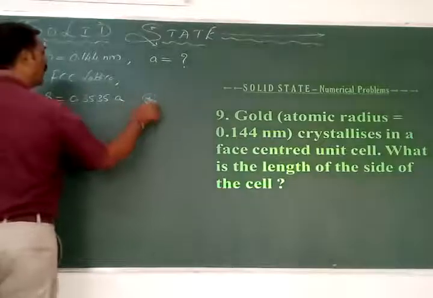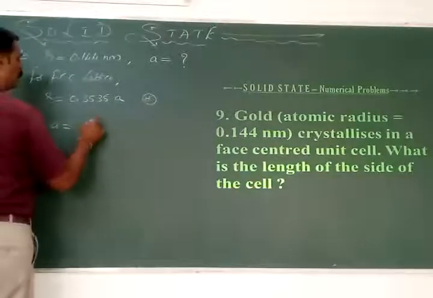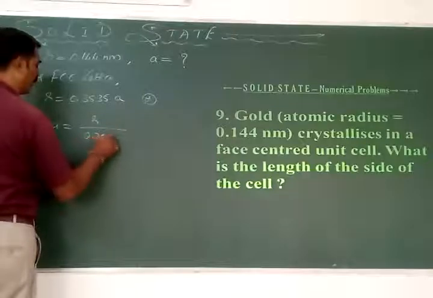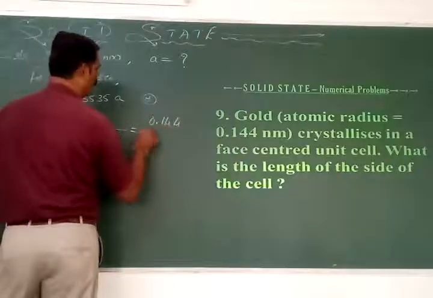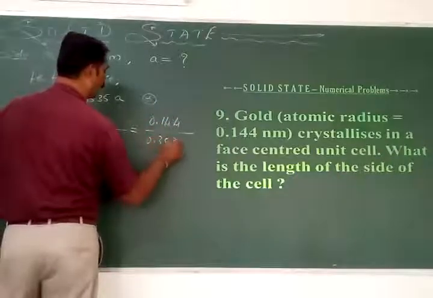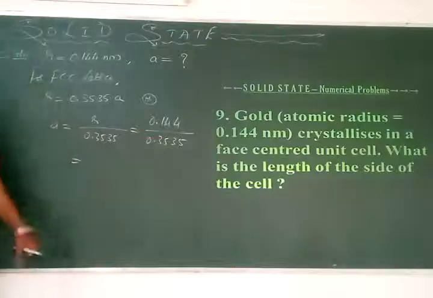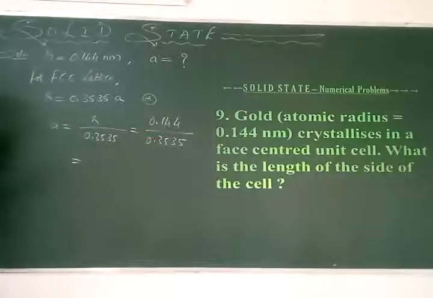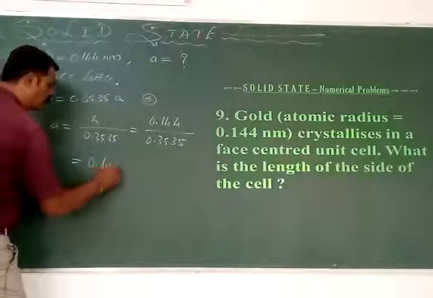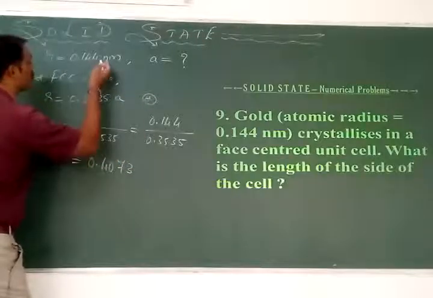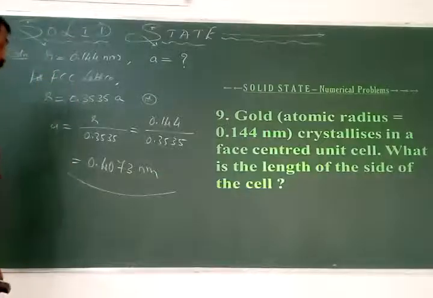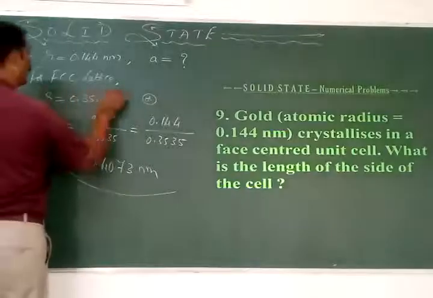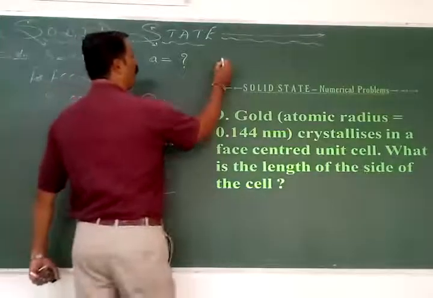What I need actually is A. A is equal to R divided by 0.3535. What's the R value here? 0.144 divided by 0.3535. So upon simplification, it becomes 0.4073. Here R is expressed in nanometer, therefore this is also expressed in nanometer. Means it is 0.4073 in terms of nanometer.